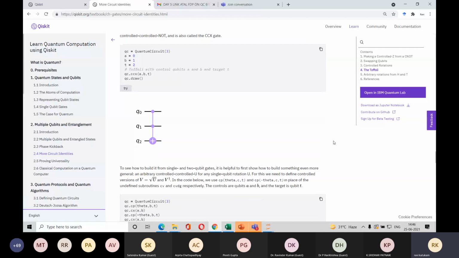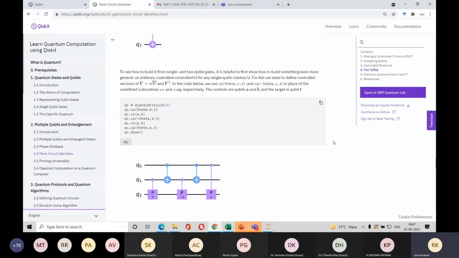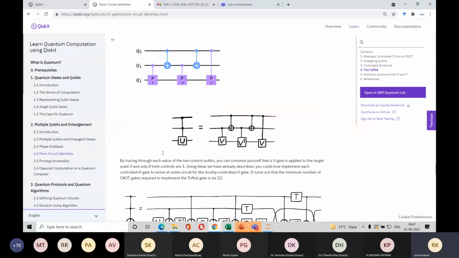So Toffoli is the one gate, just to differentiate between CNOT and Toffoli. In CNOT gate, whenever a control qubit is 1, the target will be flipped. In Toffoli, if the two controls are 1, the target will be flipped. So that's why you see the flip in the Q2 when Q0 and Q1 are 1.